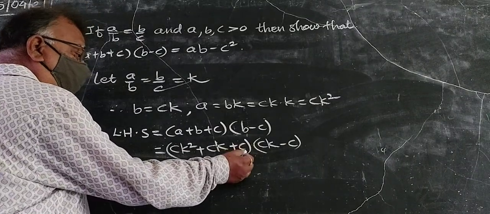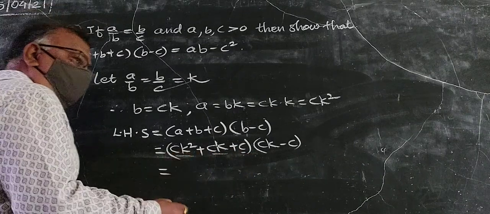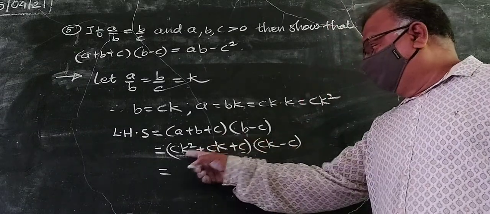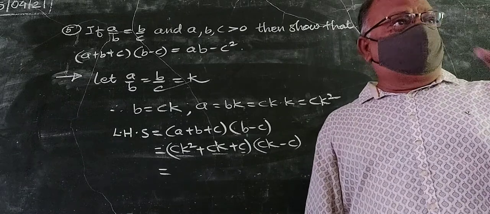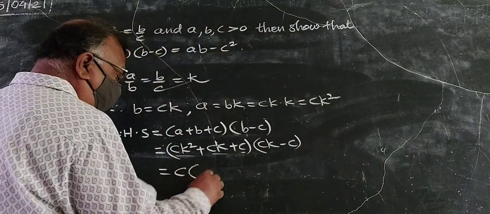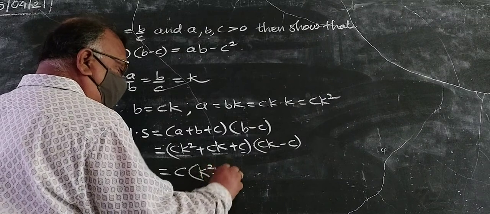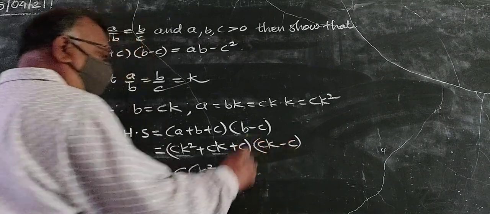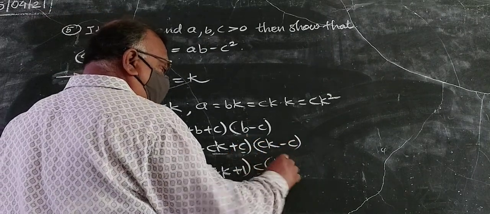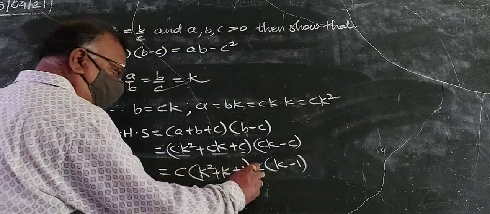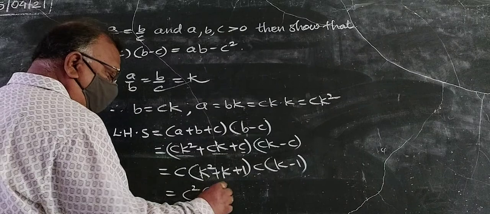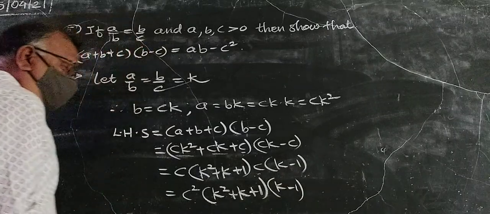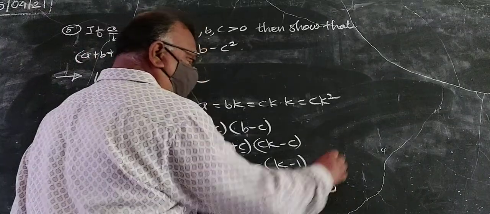Now, among these three terms, first, second, third, which is the common term? C is same. So we shall write C outside the bracket. Inside the bracket, K square plus K plus 1. Second bracket, C is common and K minus 1 we will write. That is equal to C into C, C square, in the bracket (K square plus K plus 1)(K minus 1). Oh, very nice. So this is equation 1.